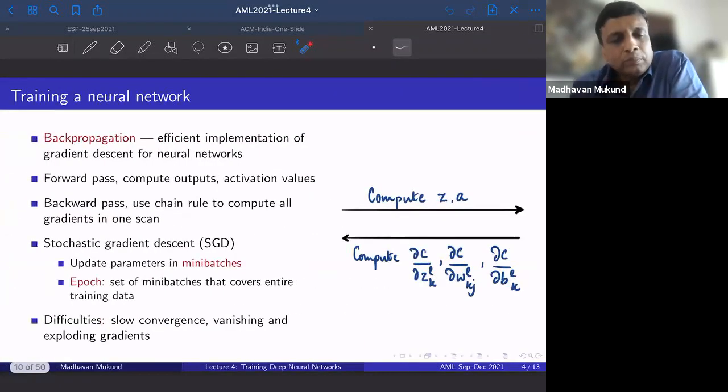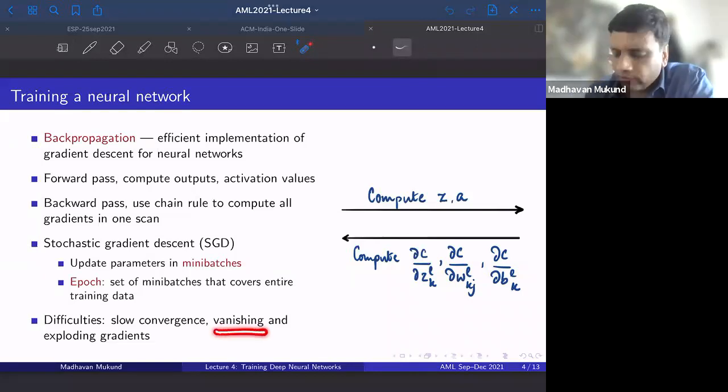The main complication is that this is computationally very intensive, so it takes a long time to converge. One of the reasons it takes a long time to converge is that these gradients are unstable. They may disappear or they may become very large. If they disappear, if you have vanishing gradients, as we will see, the changes in your parameters are very slow, and therefore your learning will be very slow.